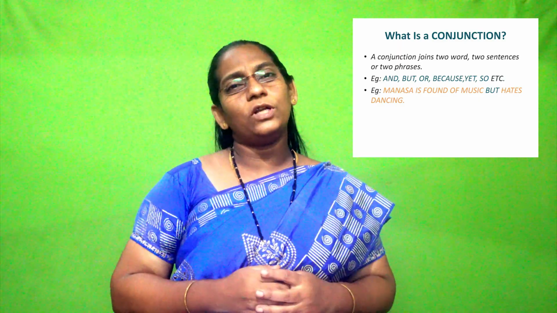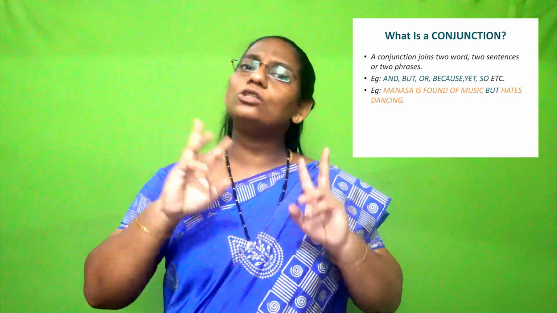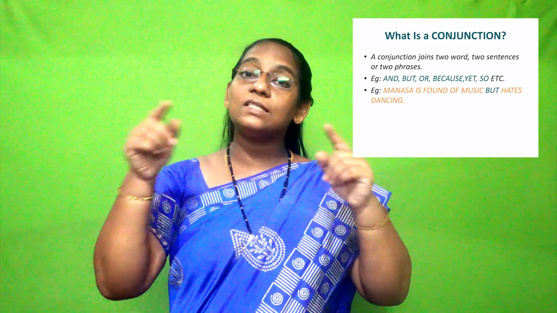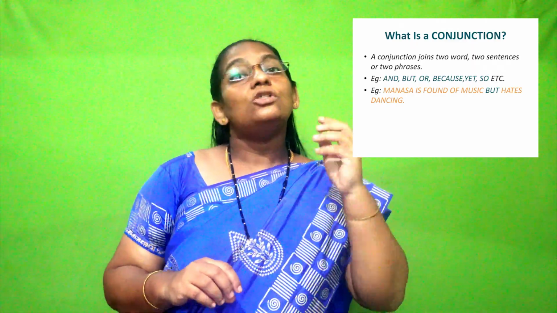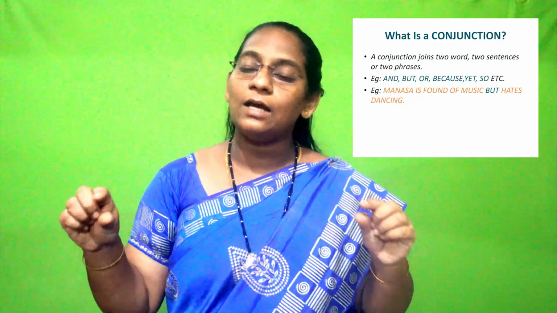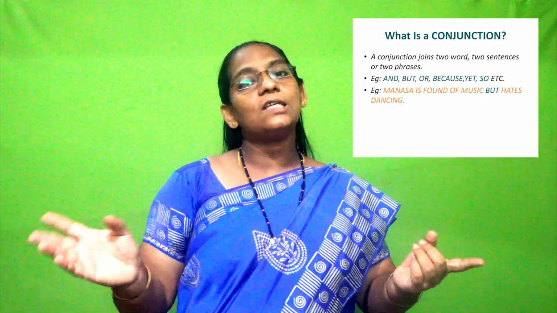At the same time, one more example. Mansa is fond of music but hates dancing. These are also two different things: Mansa is fond of music, Mansa hates dancing. But this can be said in one single sentence by using what? Conjunction. Understood? So how will we use that? Mansa is fond of music but hates dancing. So I said this completely in a single sentence with the help of conjunctions.